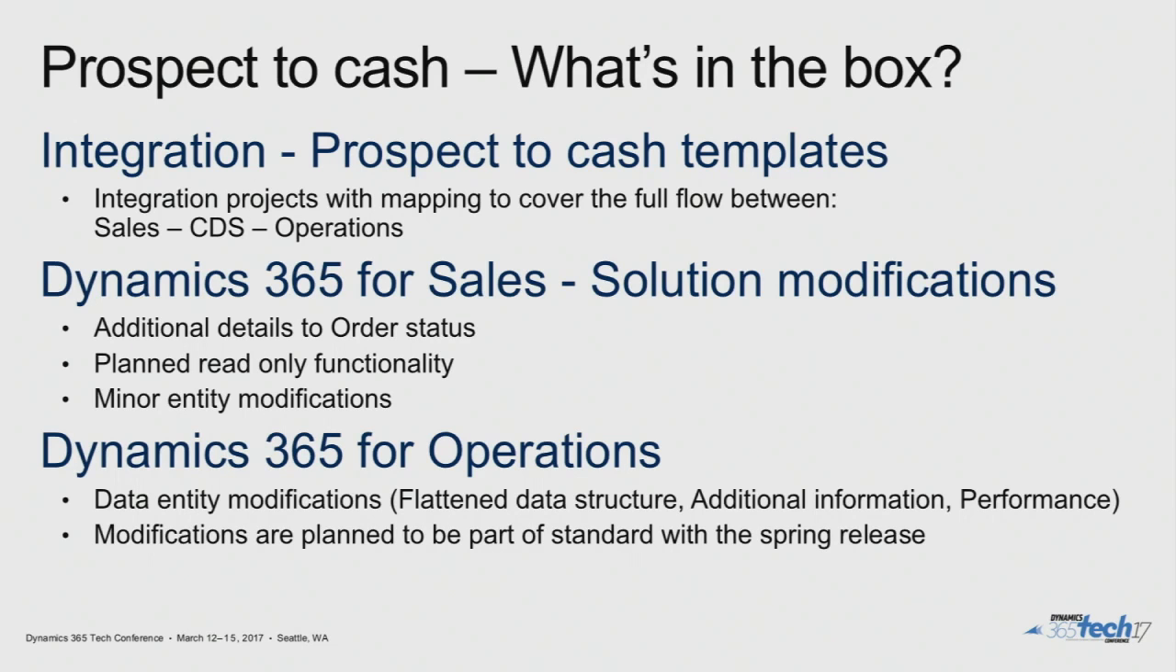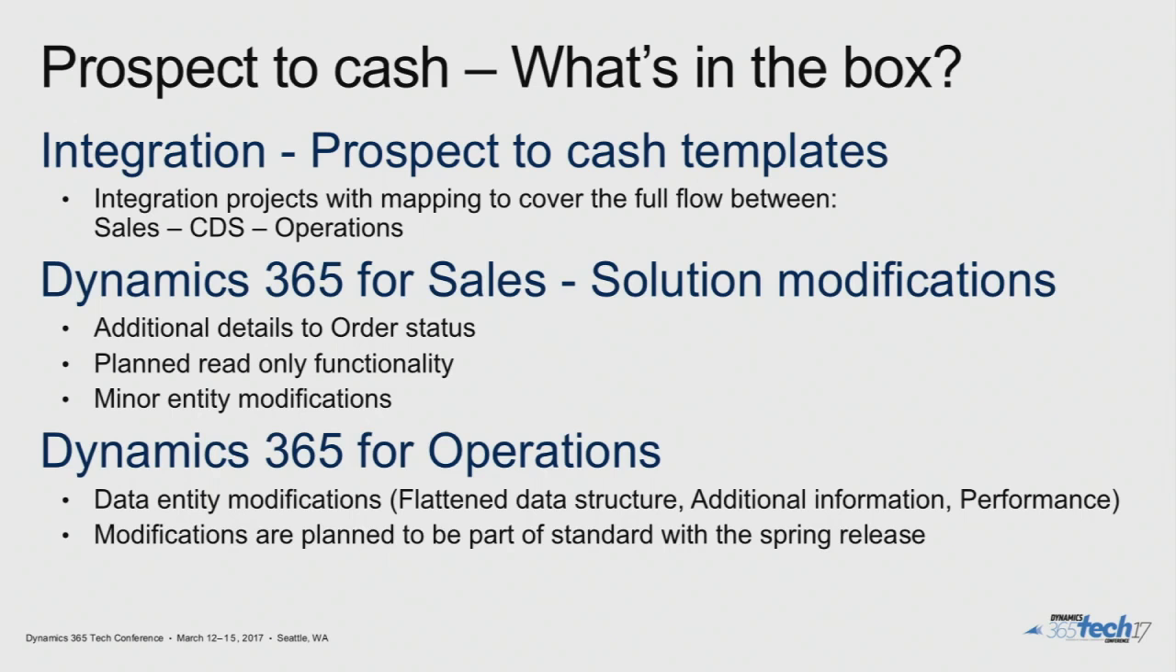Second, in Dynamics 365 for sales, we have a solution, some code modifications, where we will have additional details to order status. We at least plan to make some of the things read-only, for instance the product, so you don't try to modify a product inside of CRM if it's read-only, because it will just get overridden the next time someone changes something in operations. And then we have some minor entity modifications. We have added a few fields. We have made some of the strings a bit longer to avoid truncation of data and small things like that.